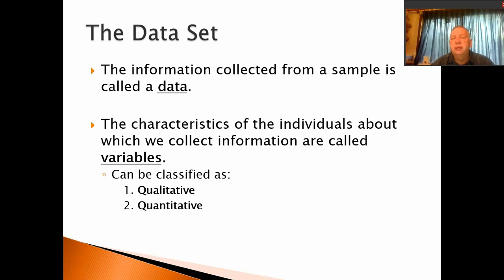Information collected from a sample is called data. Plural, that's the data that was pulled in. The characteristics of the individuals about which we collect information are called variables. And this is what we're going to talk about in this section. How can we classify them? That classification is basically going to let us know what we can do with them and if it's meaningful to do operations on them.